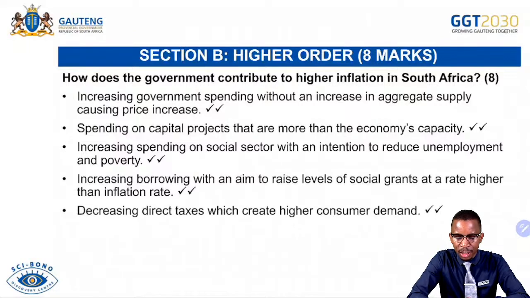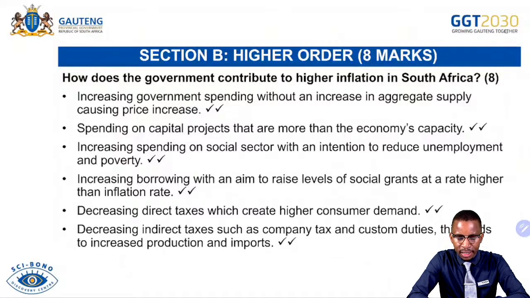Decreasing direct taxes, which create high consumer demand. Also decreasing indirect tax will result in selling prices decreasing, also resulting in greater demand, which might increase even faster, resulting in even more inflation. Decreasing indirect taxes such as the company tax and customs duties. This leads to increasing production of exports and imports.